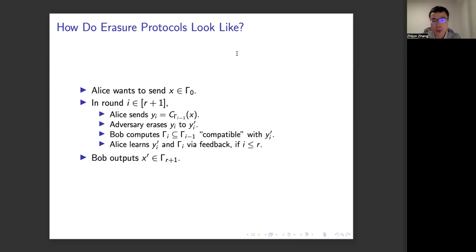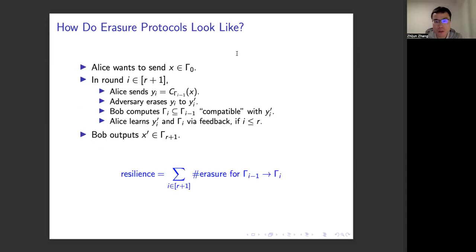So what Bob can do is compute a set Γ_i which contains only the compatible code words. By compatible, I mean the encoding should be identical to what he receives in that round, except for those erasures. At the same time, because of the feedback, Alice can also learn what y'_i and Γ_i are. So in the next round, both Alice and Bob know the same Γ_i, so they can choose the right code to use in that round. And finally, after all rounds of communication, Bob will just output an arbitrary element of the set Γ_{i+1} because all those code words are consistent with the entire transcript he receives in the protocol.